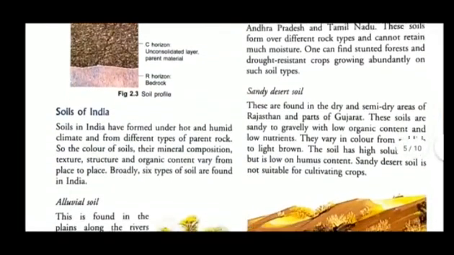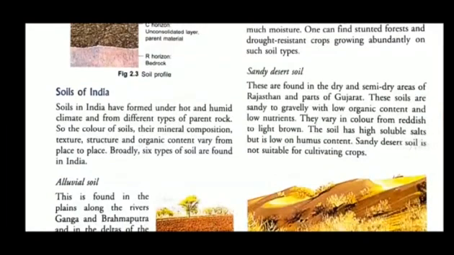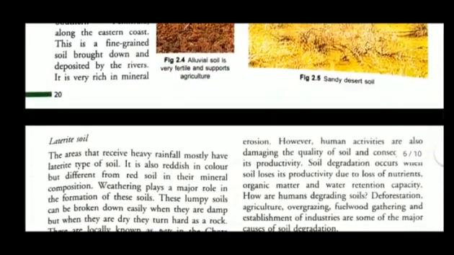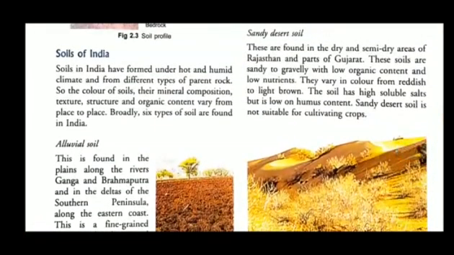Now students, desert soil. This soil is deposited by wind action and mainly found in arid and semi-arid areas like Rajasthan, western Gujarat, Kutch, that is Rann of Kutch, western part of Haryana, and northern part of Punjab. These soils are sandy with low organic matter. These soils are suitable for crops like bajra, pulses, fodder and guar.